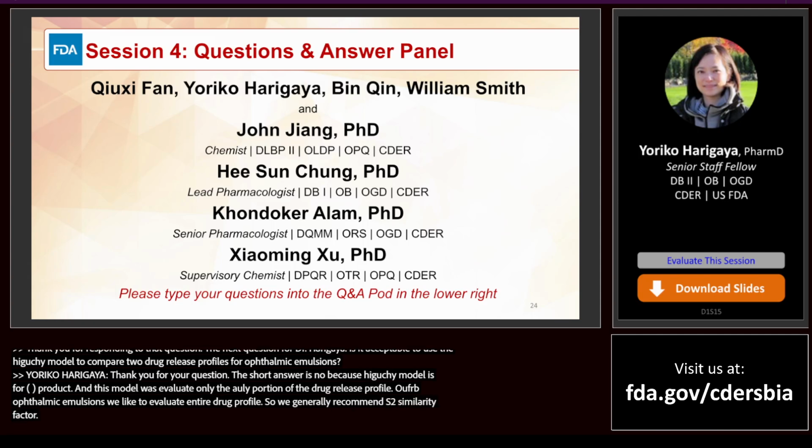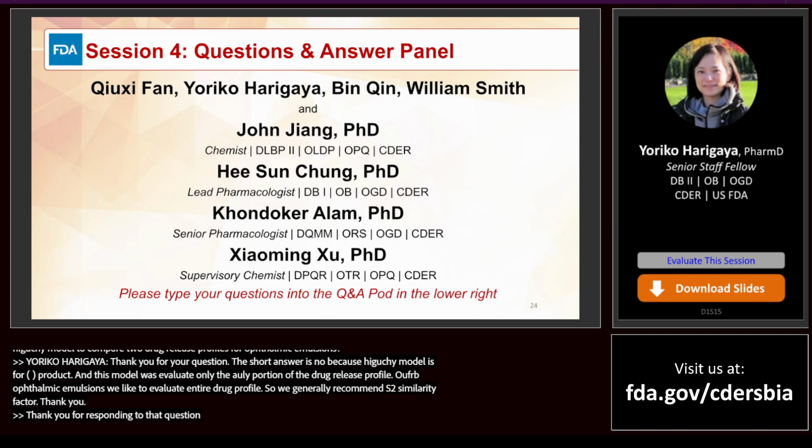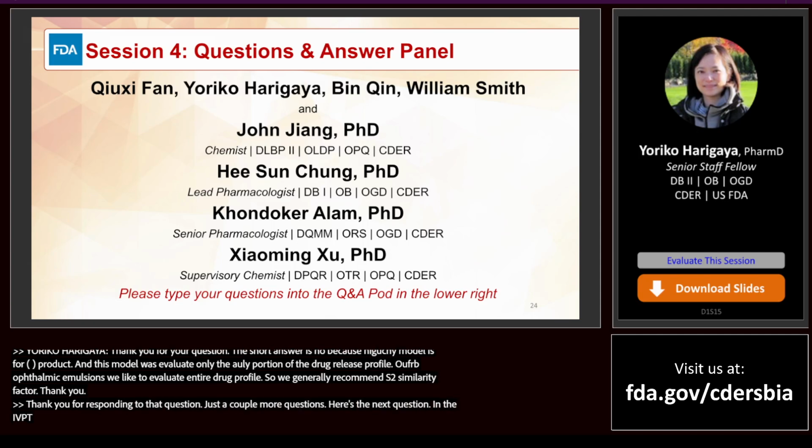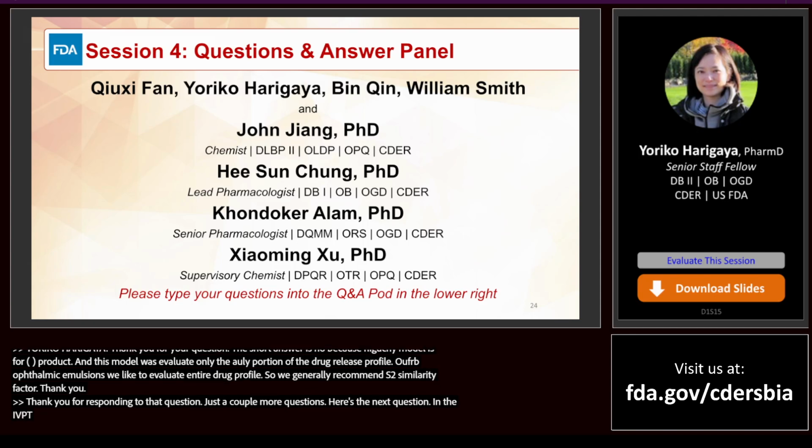Thank you for responding to that question. Just a couple more questions for Dr. Harigaya. Here's the next question. In the IVRT discriminatory study, does the altered formulation need to pass an F2 value of less than 50 for ophthalmic emulsions?